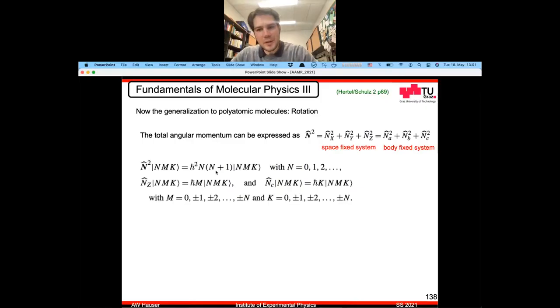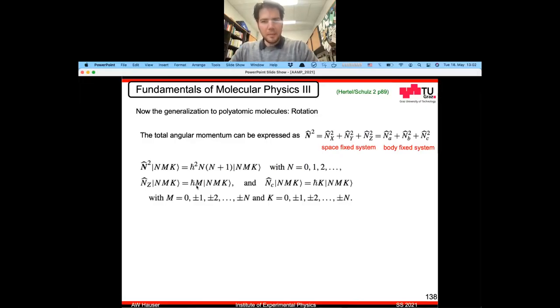But what's different is the reference with respect to orientation. Because in the space-fixed system, I would typically choose the z-axis as my reference and look at the projection of the angular momentum onto the z-axis. So if we write nz as the z component of the total angular momentum of the rotation of our molecule, then it is h bar times m. So here we use this m in the space-fixed system.